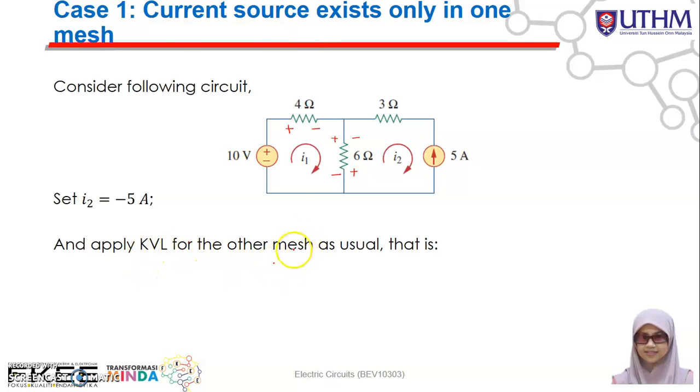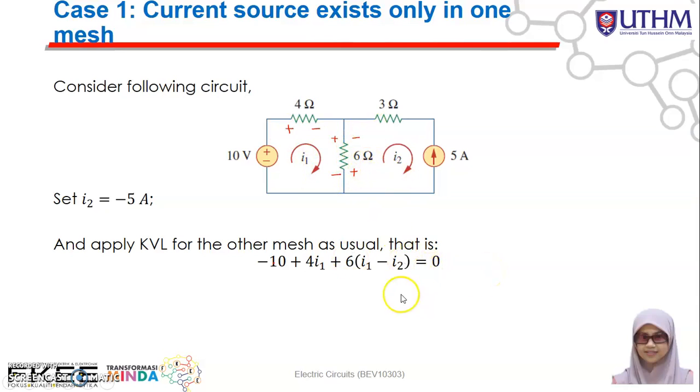For the KVL, you start from this point, you see the negative polarity, so that's why you have -10. Then the voltage across the 4 ohm, here you see the positive sign, so you have plus 4 I1, because V equals IR, where R is 4 ohm and the current is I1. Then the voltage across the 6 ohm, you see the positive sign, so plus 6 ohm multiplied with (I1 minus I2), equal to 0.